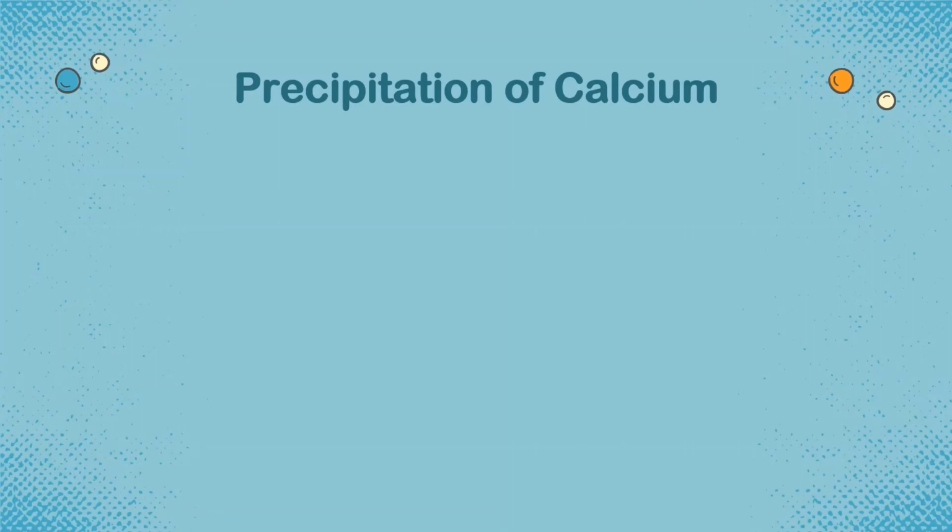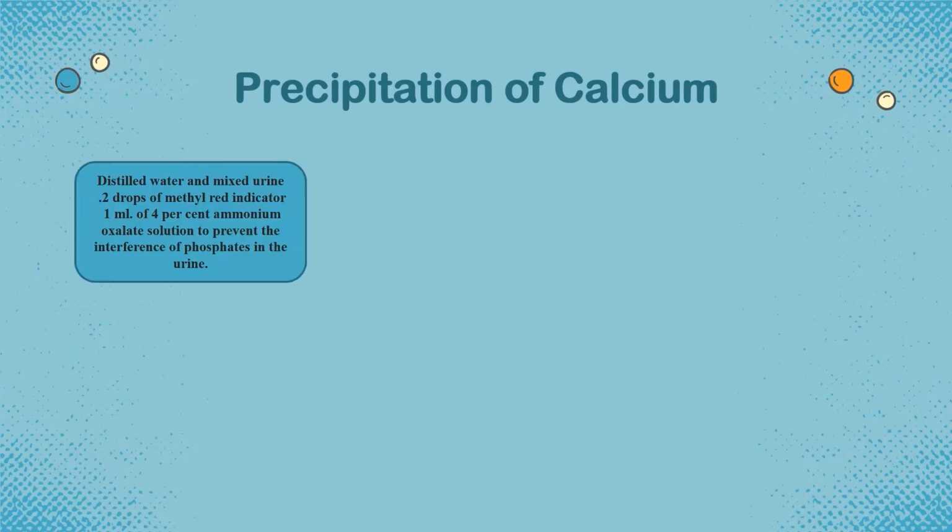So the next step is precipitation of calcium. Manufacturers recommend acidifying the urine before measurement to ensure calcium solubility. There are various steps involved in this process. The first is we take distilled water and mixed urine, 2 drops of methyl red indicator, and 1 ml of 4% ammonium oxalate solution to prevent the interference of phosphates in the urine.